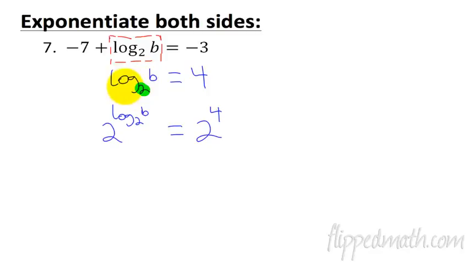So again, back up here, look here. Left side, right side are exponents. And now this whole thing on the left side, this all cancels because the base of the exponent and the base of the logarithm are identical. So on the left, we have b. And on the right, we have 2 raised to the 4th power, which is 16. There we go. Done. That's exponentiating.